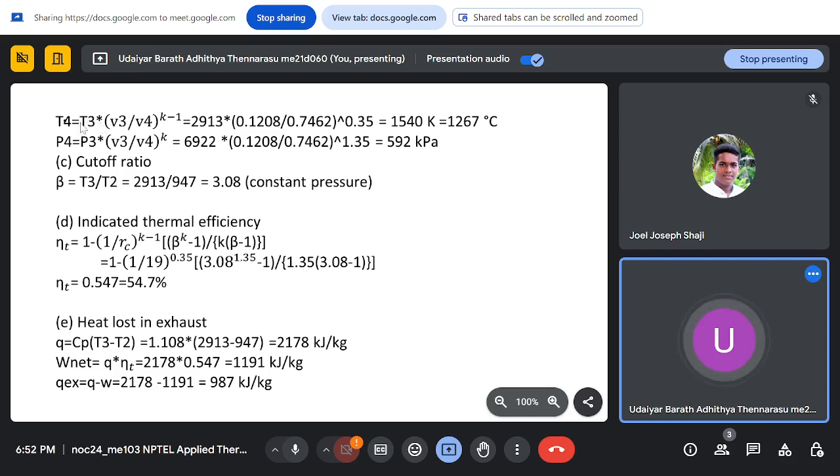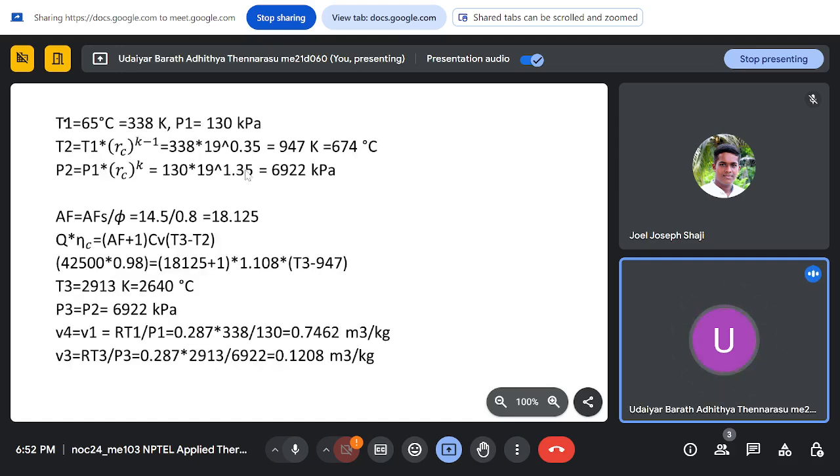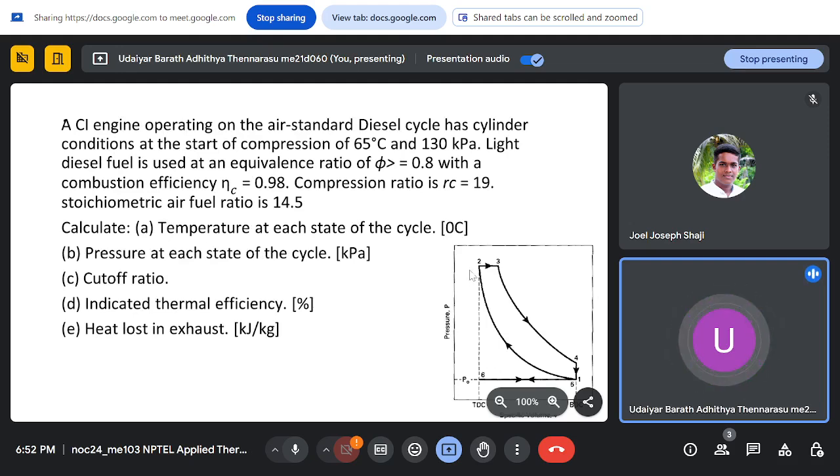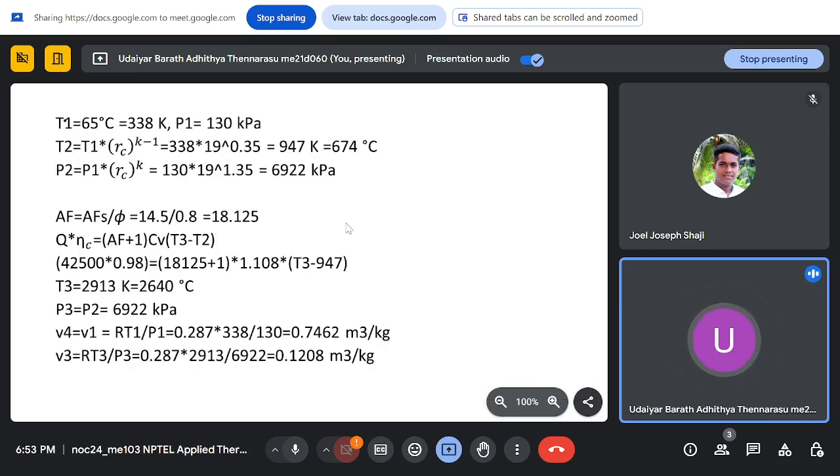So again, T4 is T3 into V3 by V4 raised to power gamma minus 1, because in the Otto cycle we directly substituted the compression ratio, because the volume ratios were the same, but here the volume ratios are not the same. So we have found out the volumes at state 4 and 3, specific volumes at state 4 and 3.